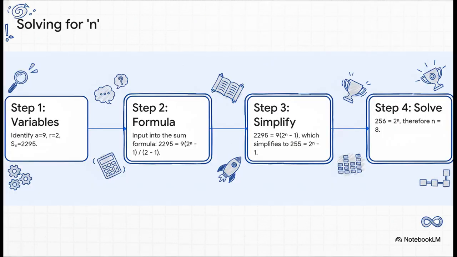First, you just identify your variables. A is 9, our common ratio R is 2, and the sum Sn is 2295. Step 2, we plug those values right into our sum formula. After a little bit of simple algebra, we find that 2 to the power of n is 256. And since we know 2 to the power of 8 is 256, then n has to be 8. Simple as that. It took exactly 8 terms to reach that sum.